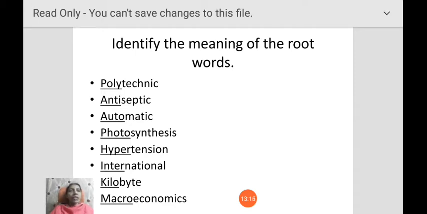Identify the meaning of the root words. Here is a list of some words. You need to identify the meaning of those root words. Already I have identified the root word. It is underlined. Let us take the first word, polytechnic. We belong to polytechnic colleges. So the root word for polytechnic is poly. That's why it is underlined there. So identify the meaning of the root words. Take a few minutes.